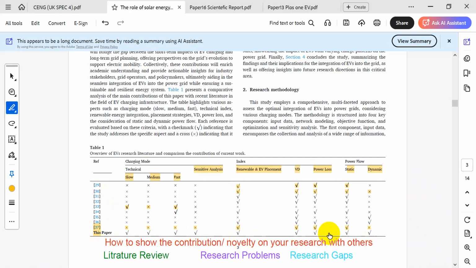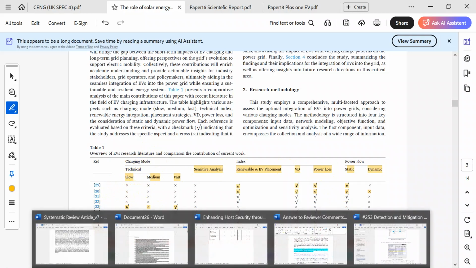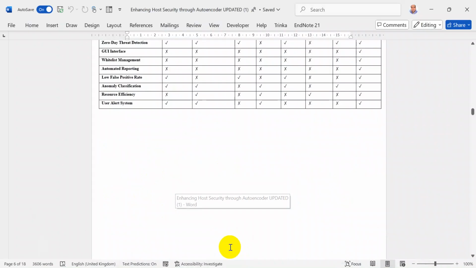This is the contribution of your paper. So none of these papers, from 29 until 37, for this particular topic consider all of these features. So your paper or this current paper is the novelty, and it shows how this paper compares much better than previous papers. So this is one of the tables that you can create easily and compare your work with the previous work. Let me show you a few more similar tables.